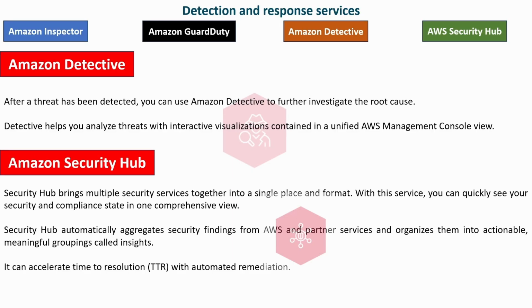Security Hub brings multiple security services together into a single place and format. With this service, you can quickly view your security and compliance posture in one comprehensive view. Security Hub automatically aggregates security findings from AWS and partner services and organizes them into actionable, meaningful groupings called insights. It can accelerate time to resolution with automated remediation. Security in AWS is layered. You start by identifying users using IAM, protecting the perimeter using Shield or WAF, locking down the data using KMS or ACM, and constantly watching for threats using GuardDuty or Security Hub. With that said, we have covered module 9 as well.